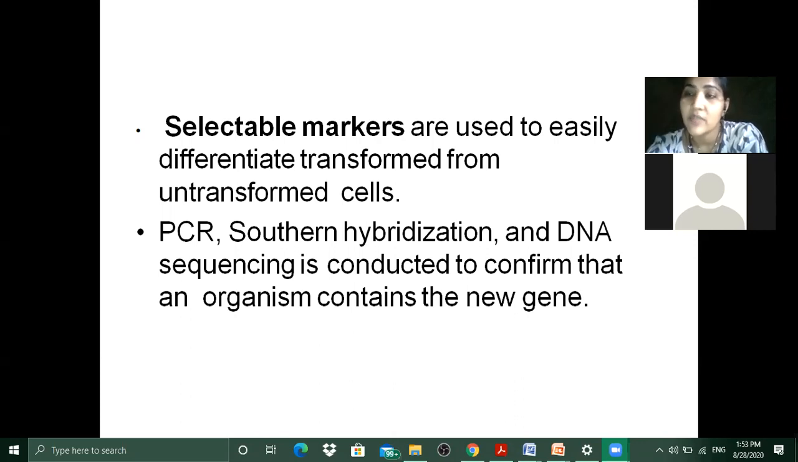Okay? So that is when you can confirm that the recombinant DNA procedure has taken place successfully, and it has incorporated the DNA of interest. You can also do Southern blotting and DNA sequencing to confirm the construct that you have made, whether it has incorporated the DNA of interest in the gene or not.